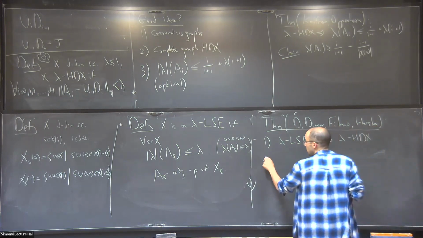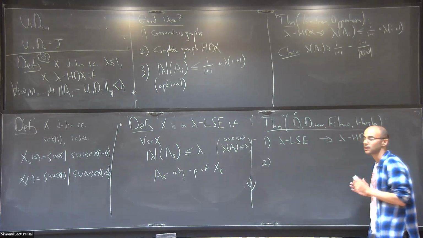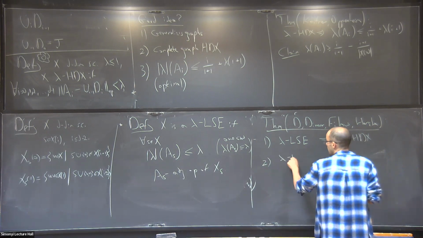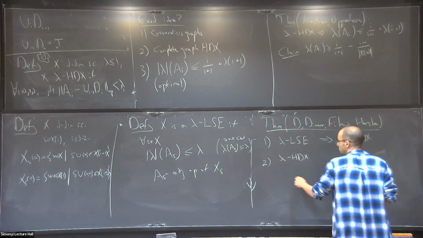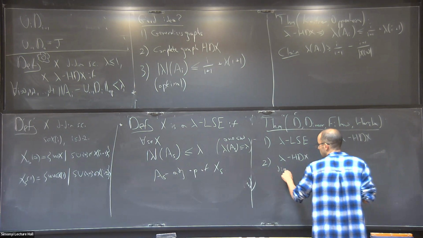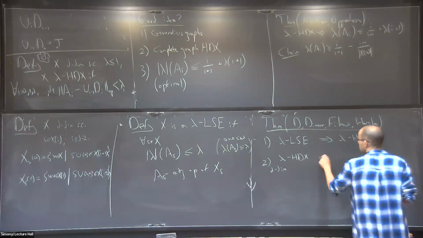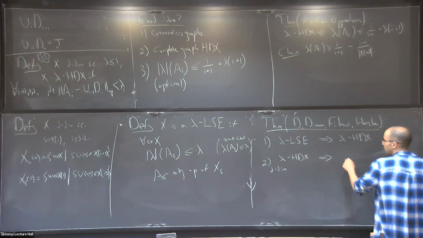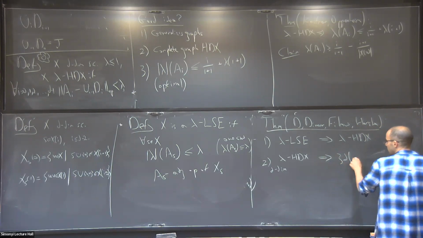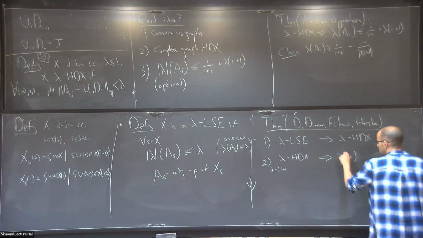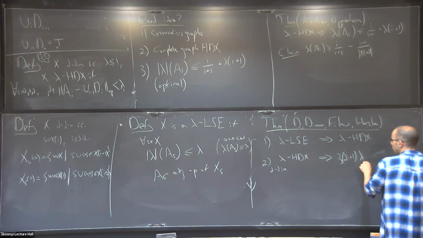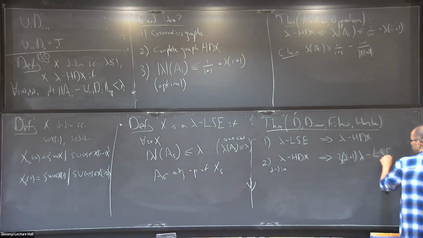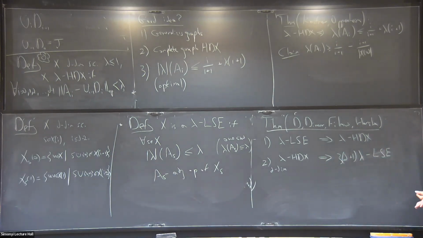And it turns out that the converse also holds. So if you're a lambda high dimensional expander of dimension D, then you are also something like a 3D plus 1 lambda local spectral expander.